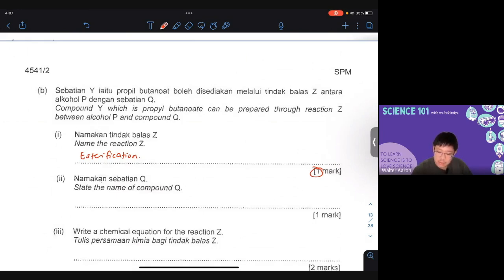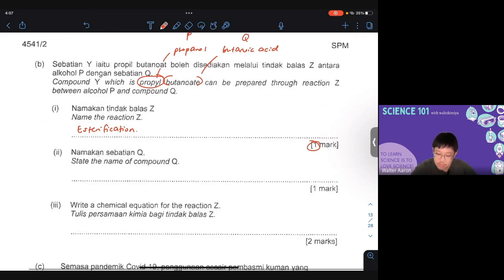So compound Q is from the reaction between P and Q. Propyl comes from the alcohol itself, so the alcohol is supposed to be propanol. In naming of esters, the alcohol name comes first. So propyl means propanol. Butanoate means it comes from butanoic acid. So this is supposed to be P and Q. So Q is butanoic acid.